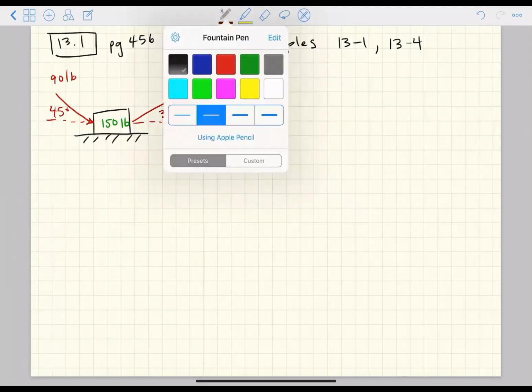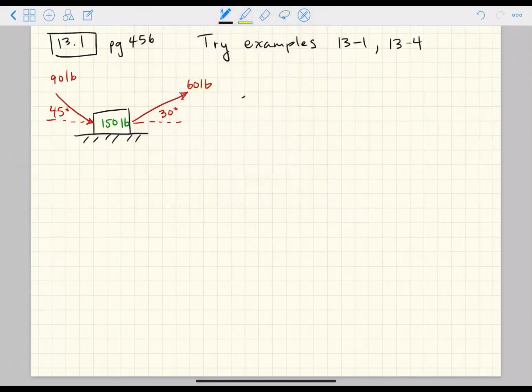The only other thing that's given is that we have a kinematic coefficient of friction of 0.4, and they would like us to determine the acceleration of the box.